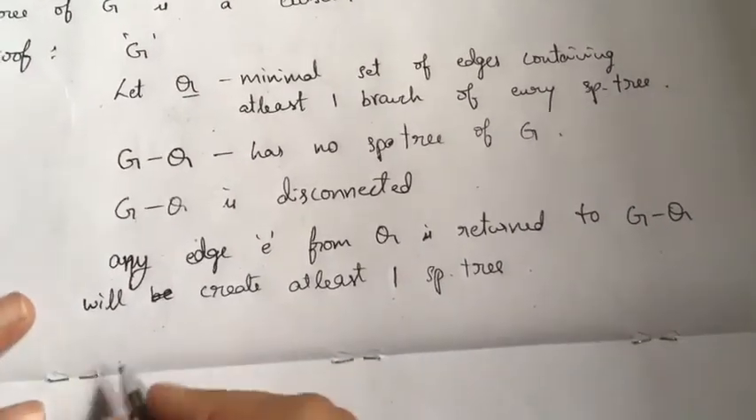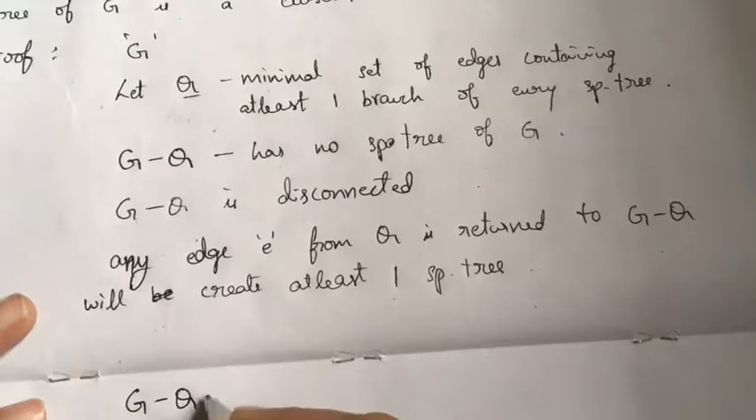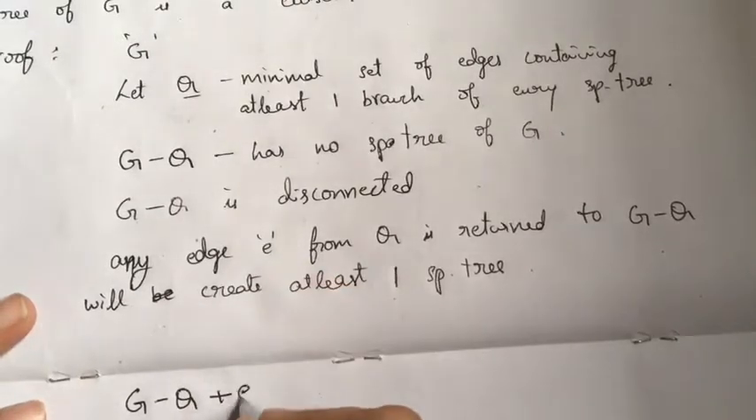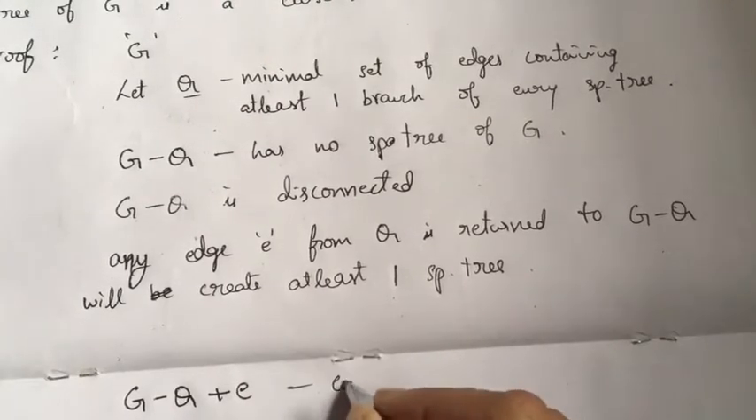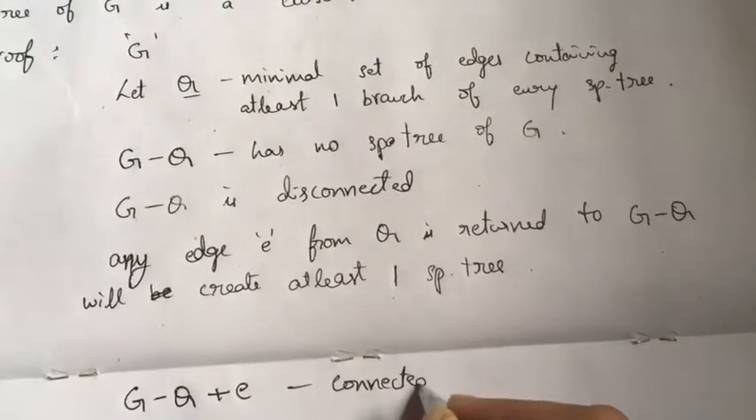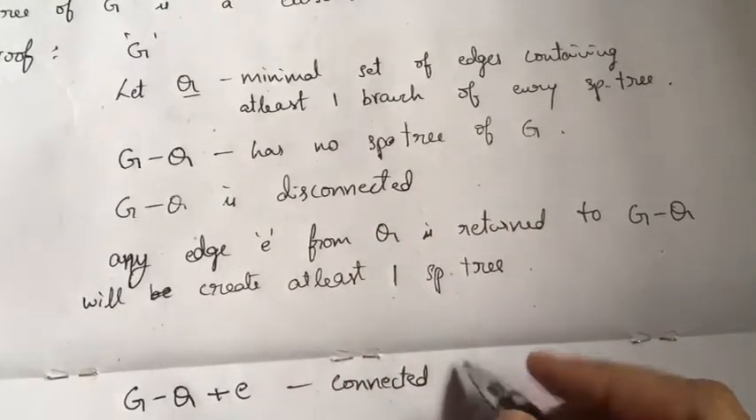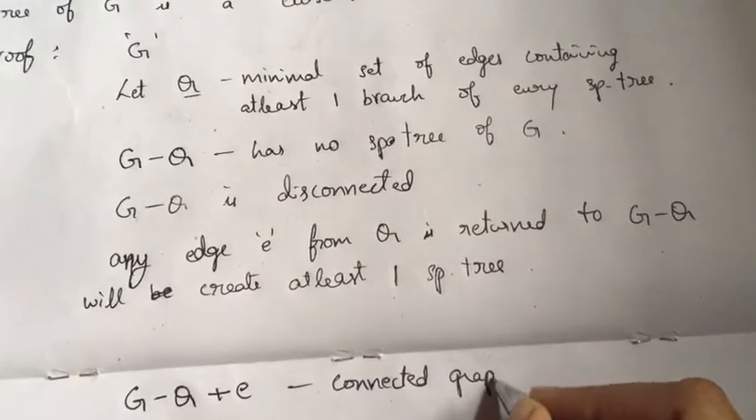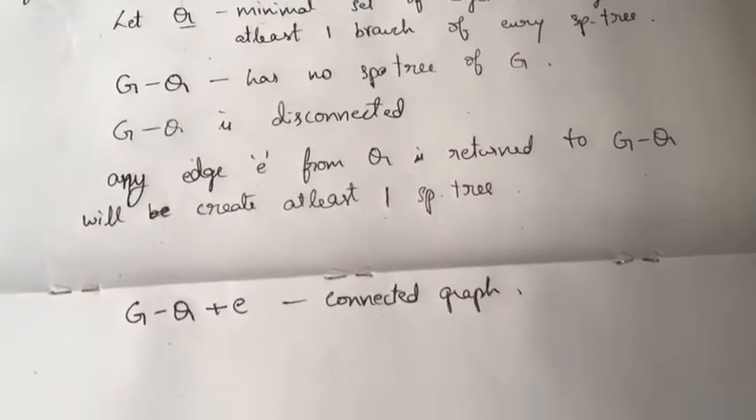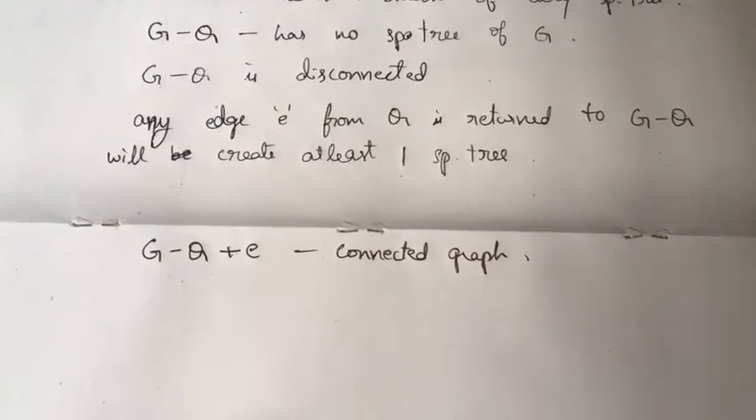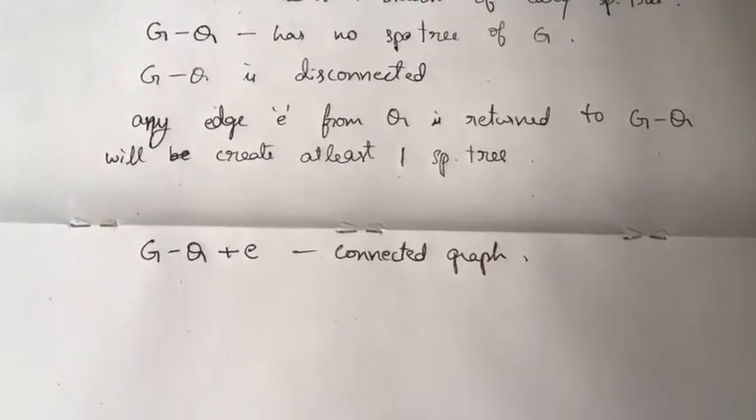Thus, what happens? G minus Q plus the edge E is a connected graph. Since I have mentioned that it will have at least one spanning tree, it will be a connected graph. Therefore, Q is a minimal set of edges whose removal from G will disconnect G. This is nothing but the definition of cut set.